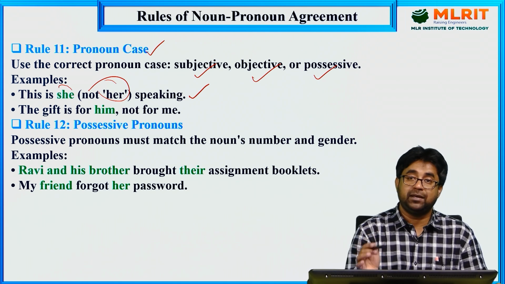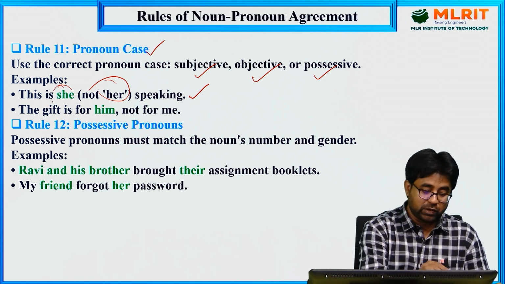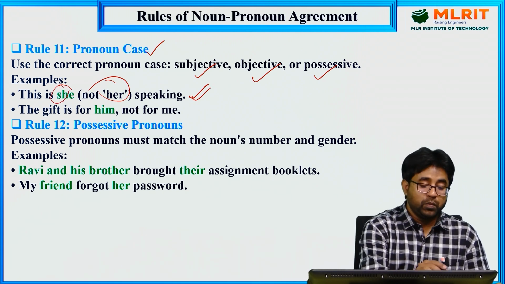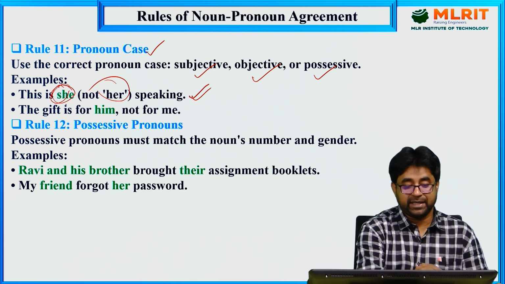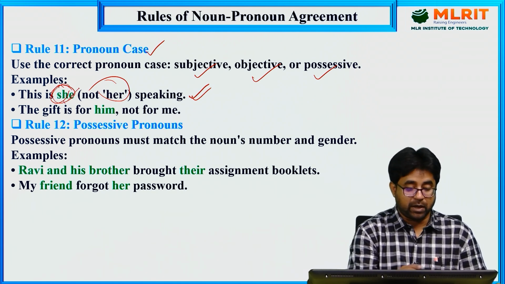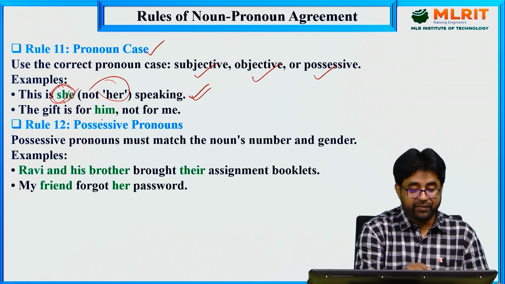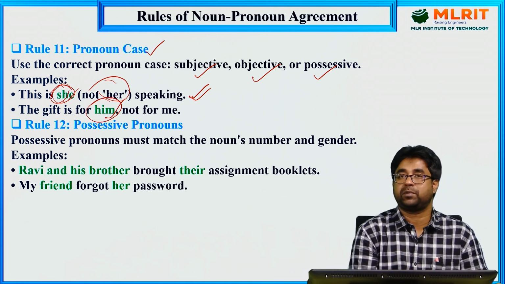So we have to be clear about the cases also. In this kind of sentence format, we use the subjective pronoun. This is she speaking. The gift is for him. Here, this is possessive pronoun, right?